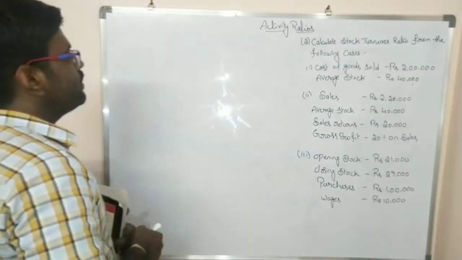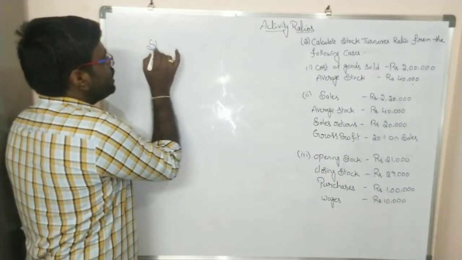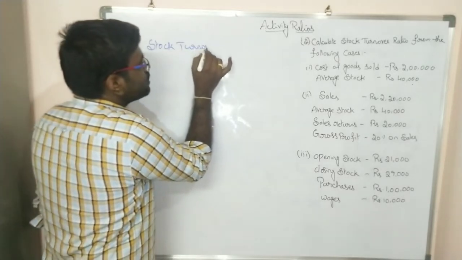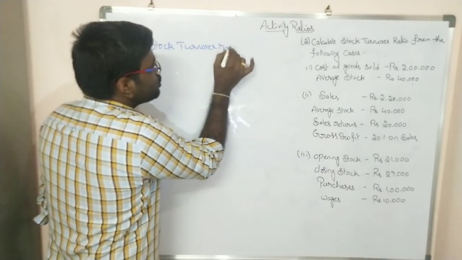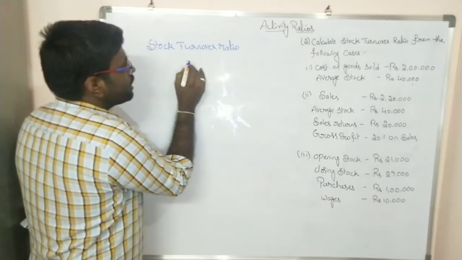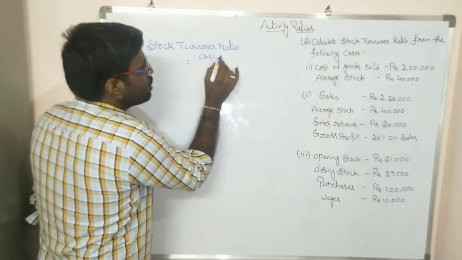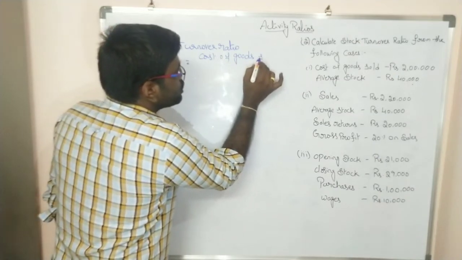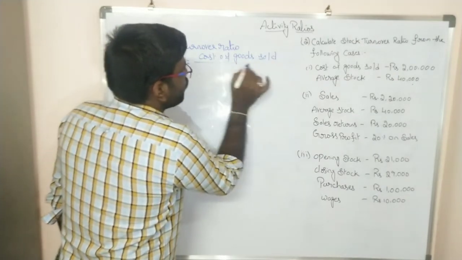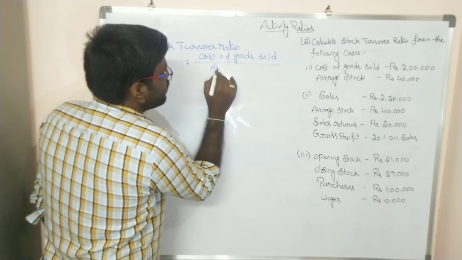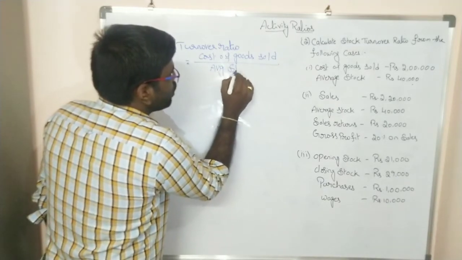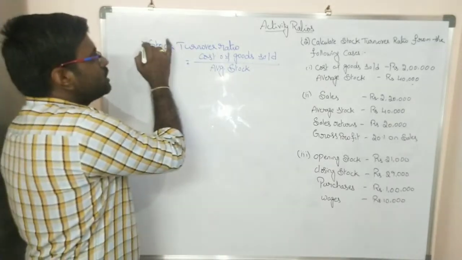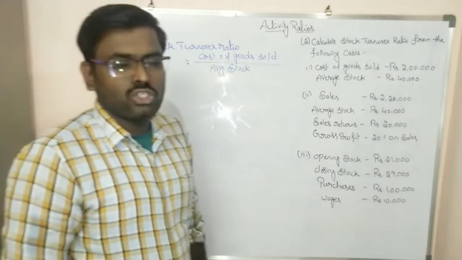So first we will see what is the formula for the stock turnover ratio. It is one of the ratios which we will use under the activity ratios. Stock turnover ratio is equal to cost of goods sold, that means whatever the cost we are incurring for the selling of goods, divided by average stock. This is the formula which we will use for calculating the stock turnover ratio.